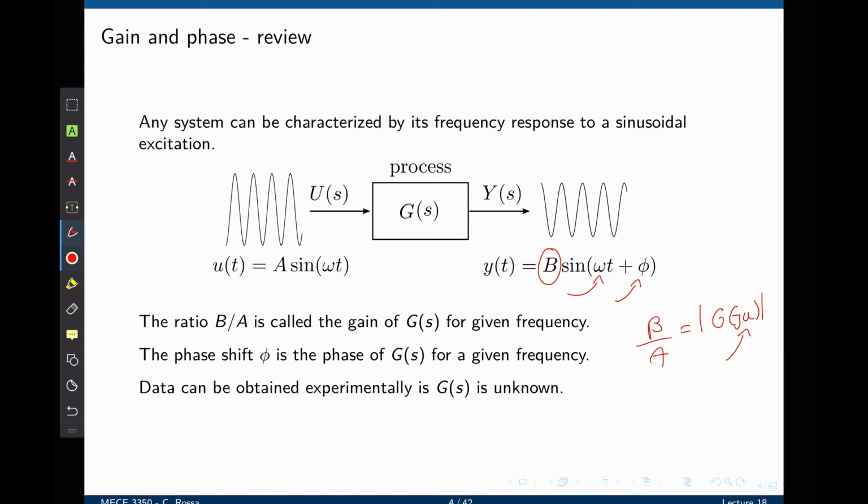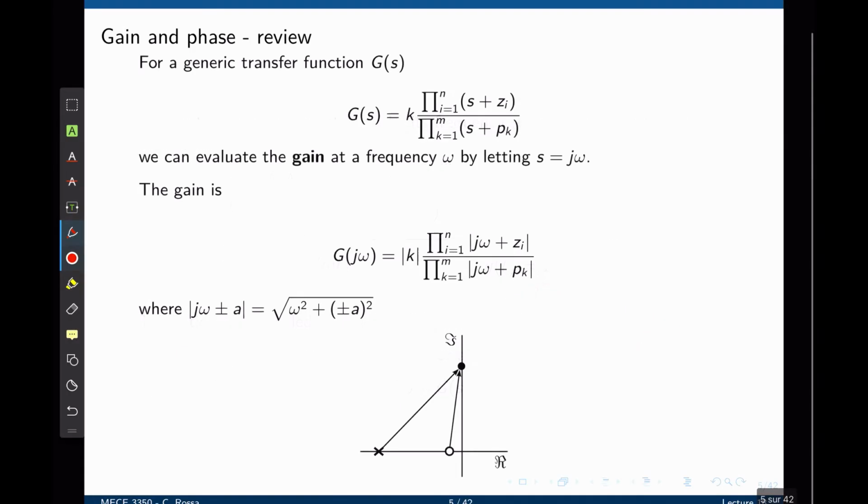Even when G(s) is not known, G(s) can be obtained by experimentally exciting G(s) with a sinusoidal waveform and looking at the magnitude and the phase in the output at a range of frequencies. This was covered in the past lectures. Consider a generic transfer function G(s) that is defined here as a gain K and a ratio of the product of different poles and different zeros.